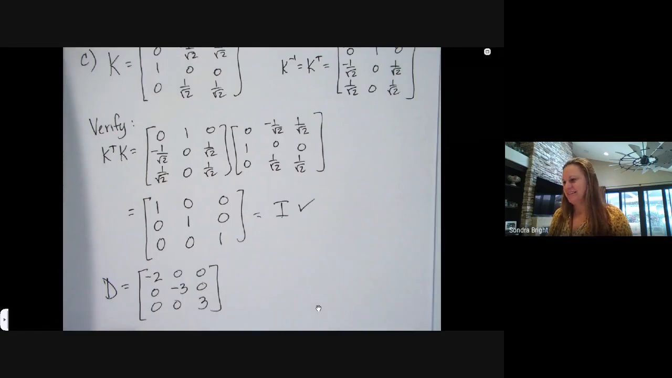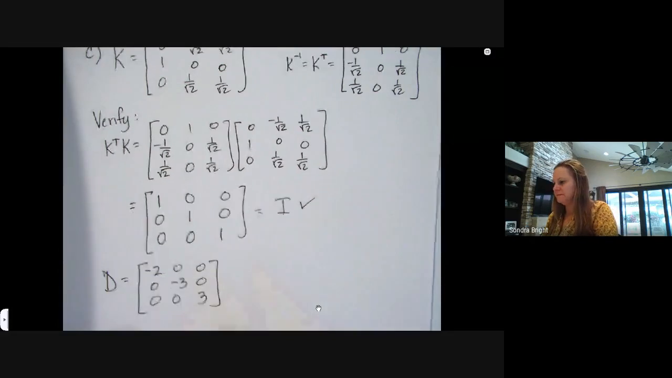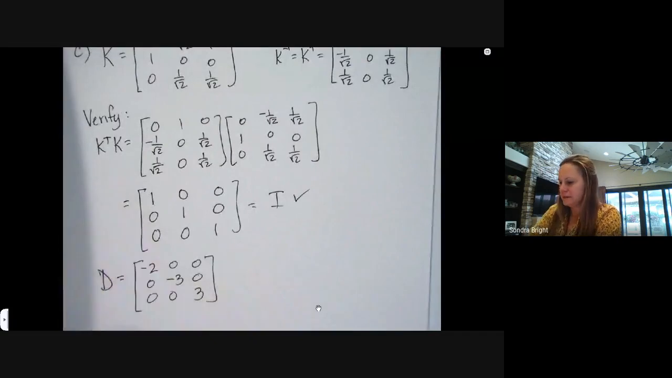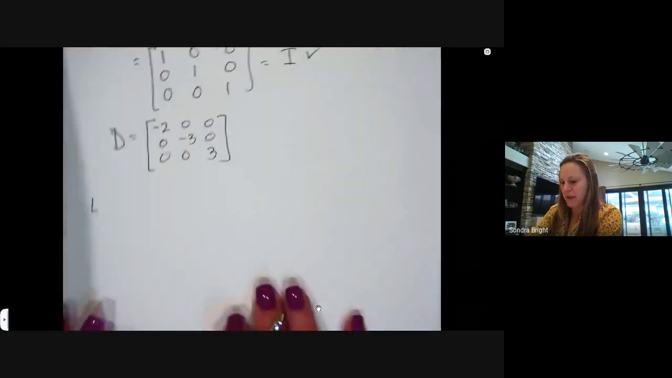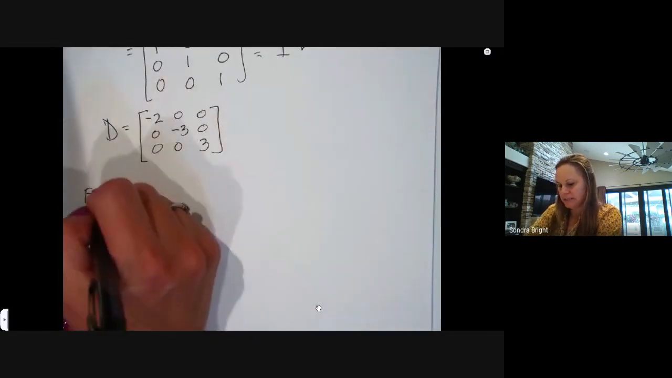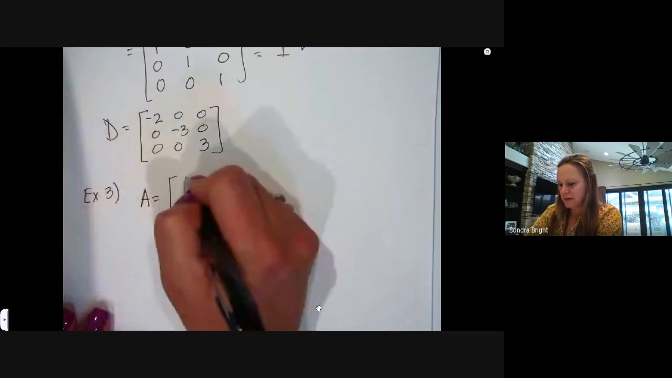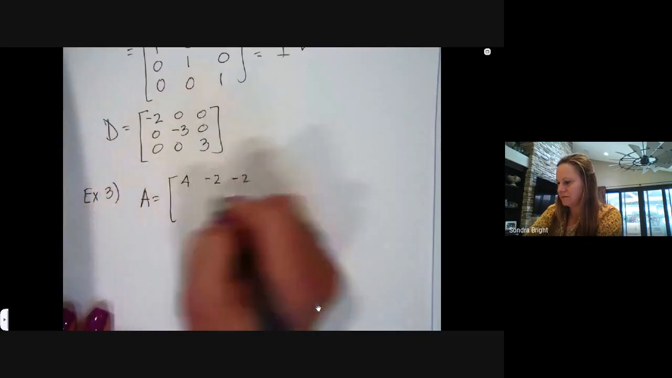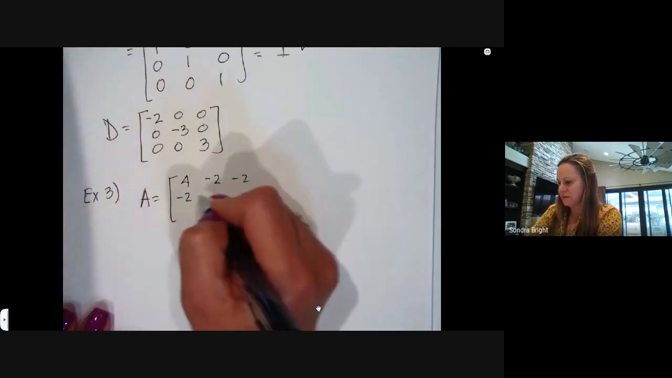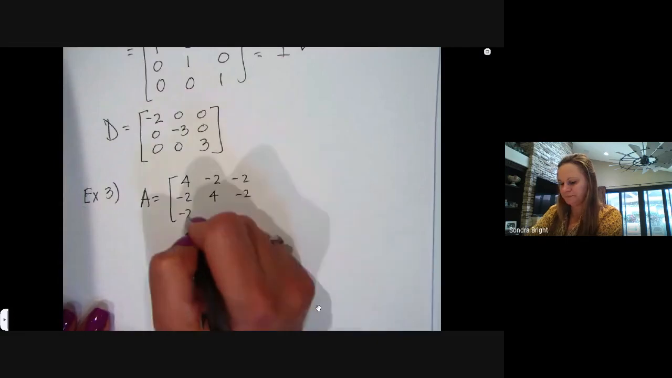Okay, one more example. So example 3 has that matrix A is 4, -2, -2, -2, 4, -2, and then -2, -2, +4.